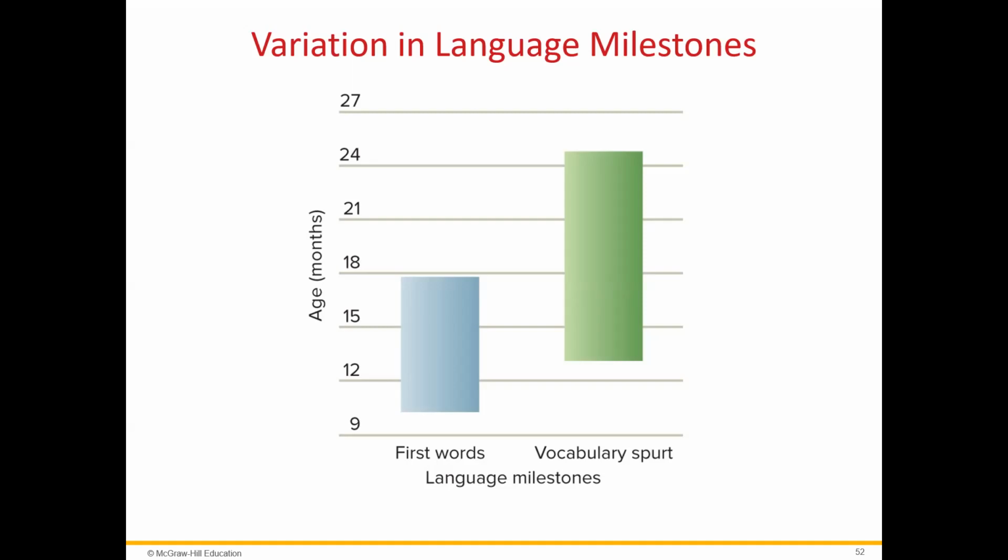The vocabulary spurt was also measured for these 14 children. The average time for the vocabulary spurt was 19 months. But the earliest child did it at 13 months of age, so that was an early vocabulary spurt. One of them was kind of late, at 25 months of age. So once again, there can be a wide range. Between 13 and 25 months, that's a whole year difference of when different children in the study had their spurt.